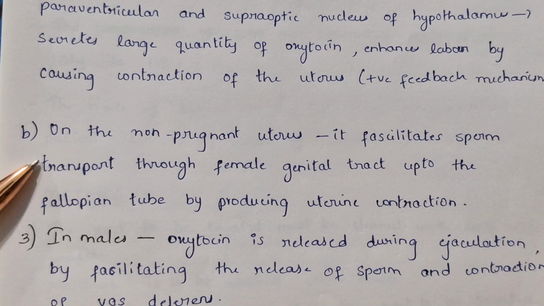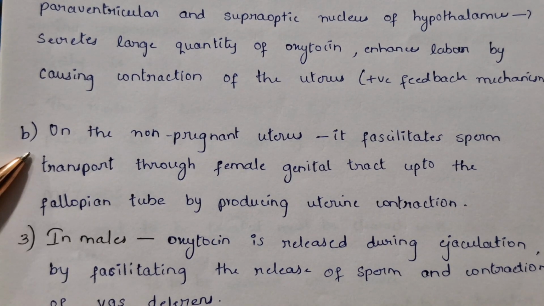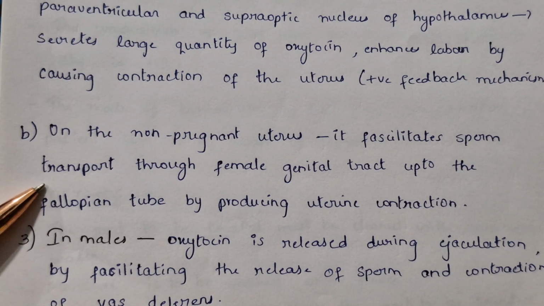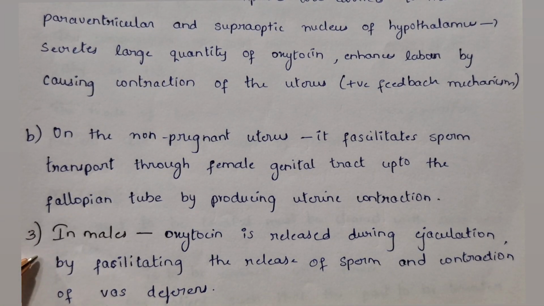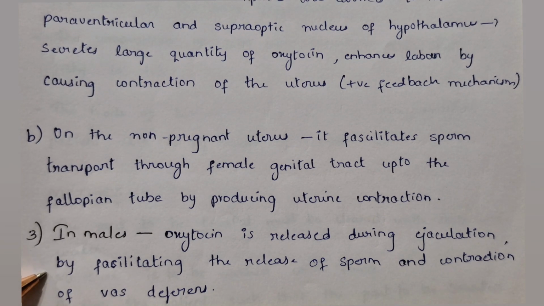Now let's see the action of oxytocin on the non-pregnant uterus. On the non-pregnant uterus, it facilitates sperm transport through the female genital tract up to the fallopian tube by producing uterine contraction. Thirdly, the action of oxytocin in males. Oxytocin is released during ejaculation, facilitating the release of sperm and contraction of the vas deferens.